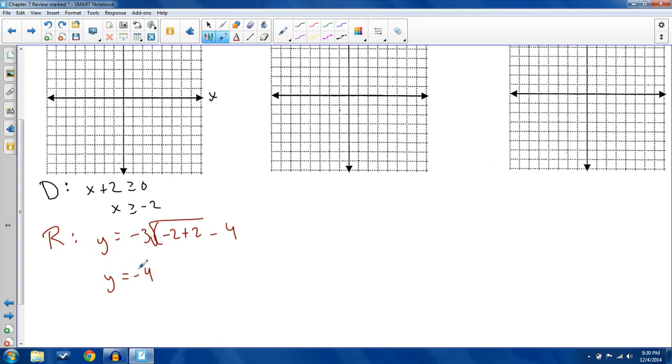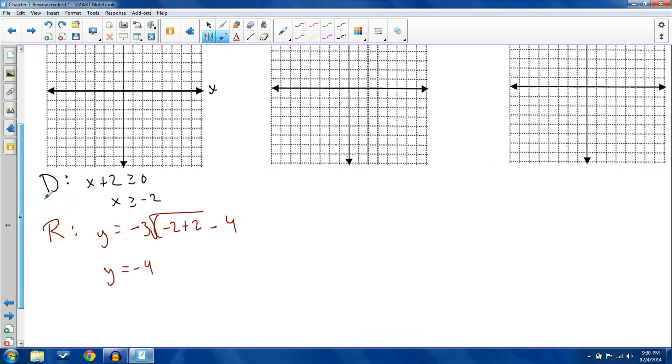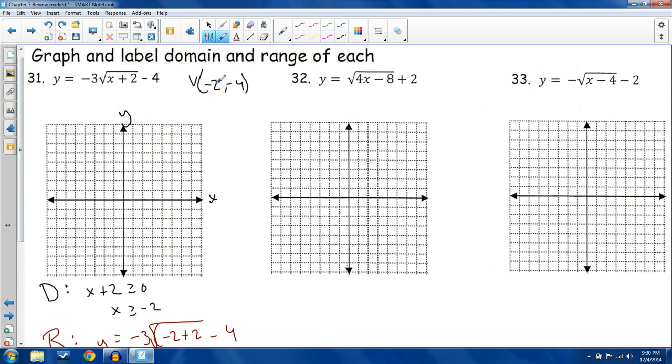That's your vertex point. But which way does it go? Does it go up or down? That's based on your stretch factor. This is negative, so this is going to be y is less than or equal to negative 4. That's the long way of figuring it out. So, your vertex is negative 2, negative 4 right there. Your stretch factor is negative 3.